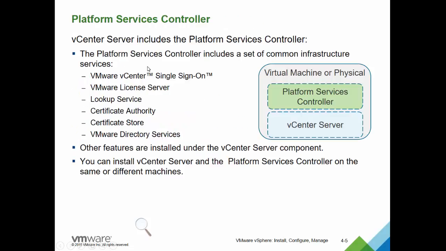So vCenter server services and functions. Before, it was platform services controller. What type of services are there? Single sign-on, which lets us sign into all the VMware services. VMware license server, lookup service, search, certificate authority. So certificate authority to issue certificates for security, for authentication and encryption. Certificate store to issue certificates from there. VMware directory services as well for lookup of its own objects and users and all the other stuff. So this is part of the platform services.